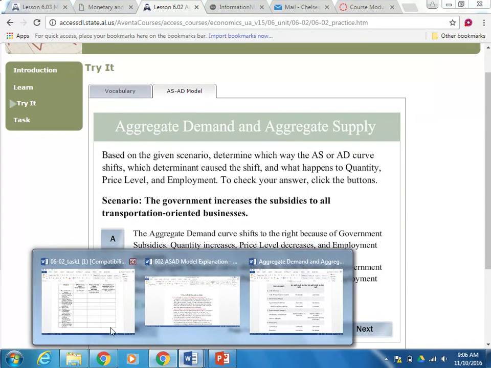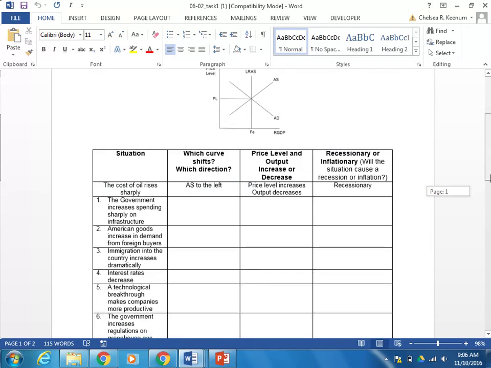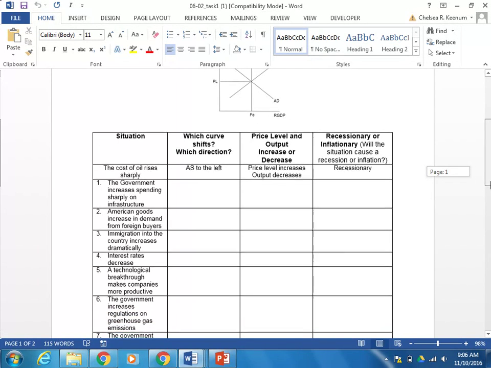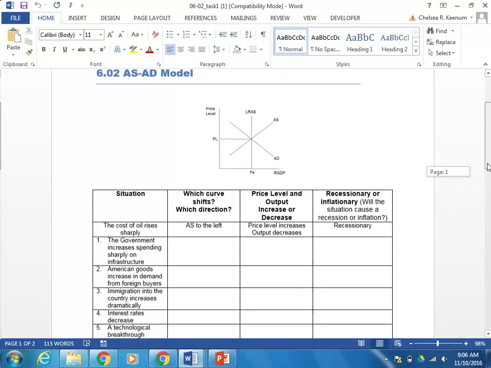Okay, let's look at your worksheet. And let's kind of go over. We'll do probably the first three together. I'll give you that one, especially this first one. It's a little difficult.